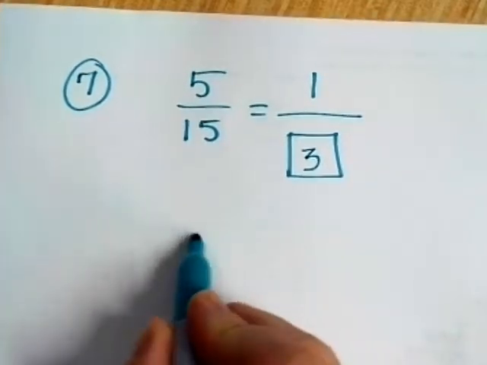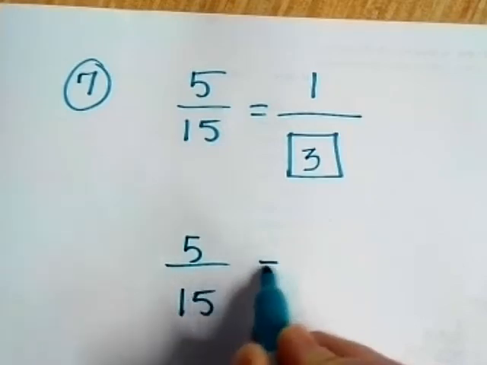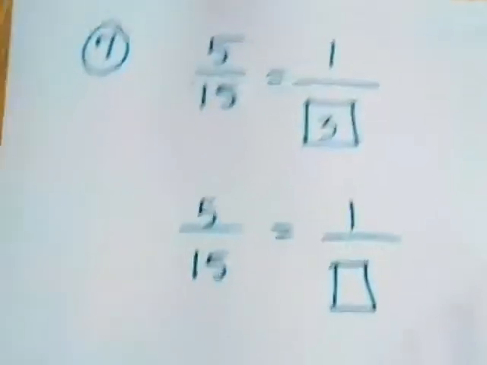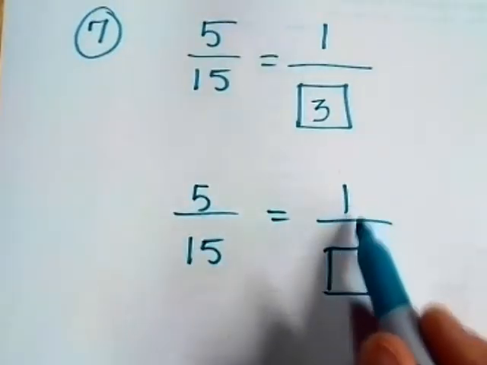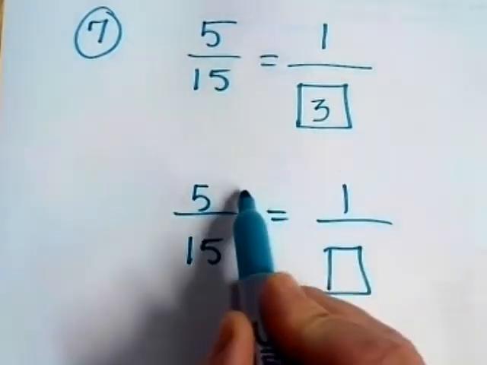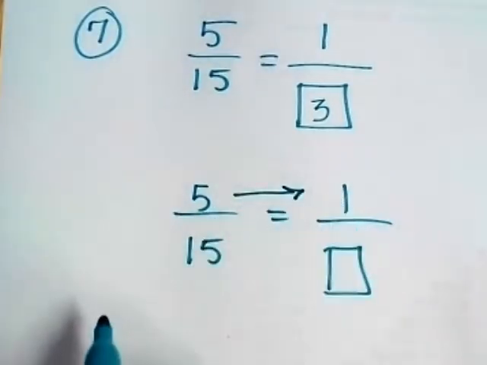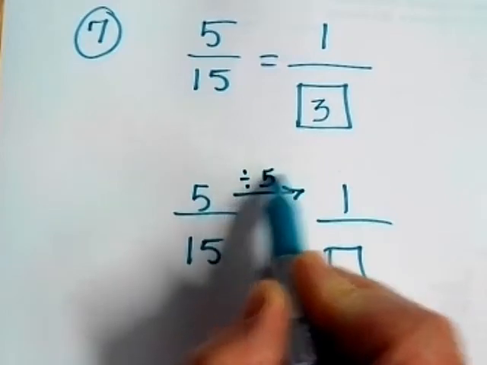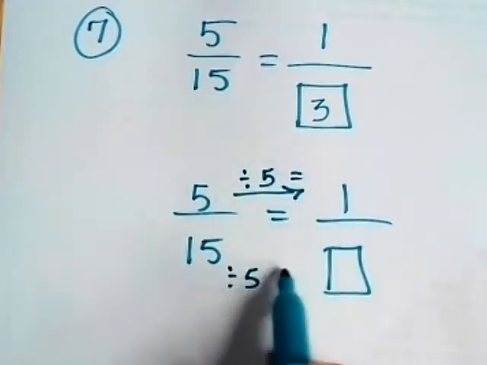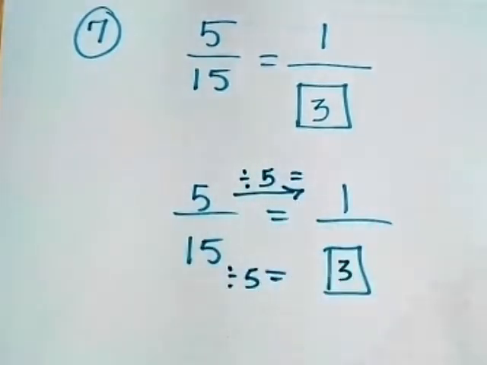Another thing they may be asking is they may be wanting you to think of it this way. 5 over 15 equals 1 over what? And ask yourself, how do I get from 5 to 1? Well, I divided by 5. So do the same thing with this number, and it'll turn out to be 3.